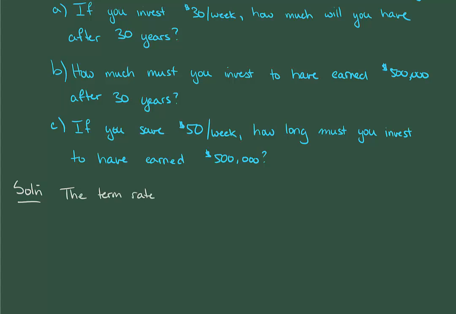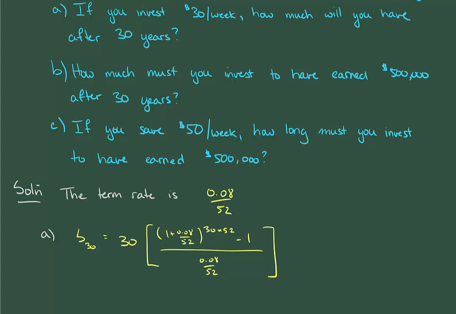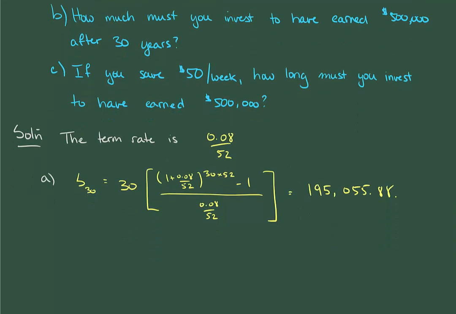Okay, so our first point is to compute the term rate. An APR of 8% weekly gives us this. Now for part A, we don't have to do much. We just throw everything into our formula. We're going to use a term rate of 0.08 divided by 52, and there are 1,560 compounding periods. We work out everything and it gives us $195,055.88. All right, this is a good return given that you only put in about $47,000, but you should ask yourself, without doing any mathematics, whether this amount is bigger or smaller than if you had invested the $47,000 on day one and just let it grow.